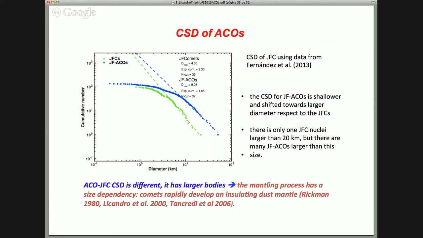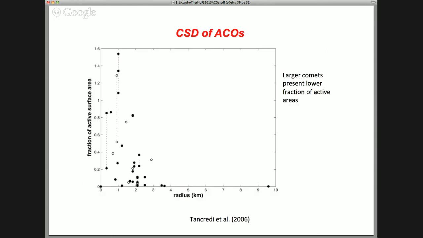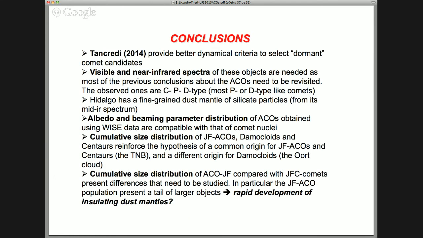But our interpretation of this, and also the difference in the slope, can be interpreted as the mantling process effect. It is well known that the mantle forms very rapidly in larger objects. A few perihelion passages of a large object produce a huge dust mantle. I'm finishing. And this makes it so that in the size distribution you have more large Acos than comets, and vice versa. So in conclusion, we can say that Tancredi provided a better dynamic criteria to select dormant comets, and I strongly recommend using it.